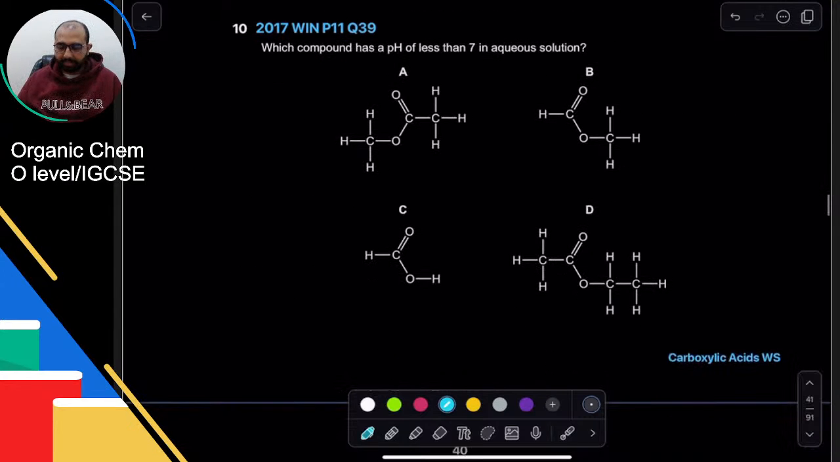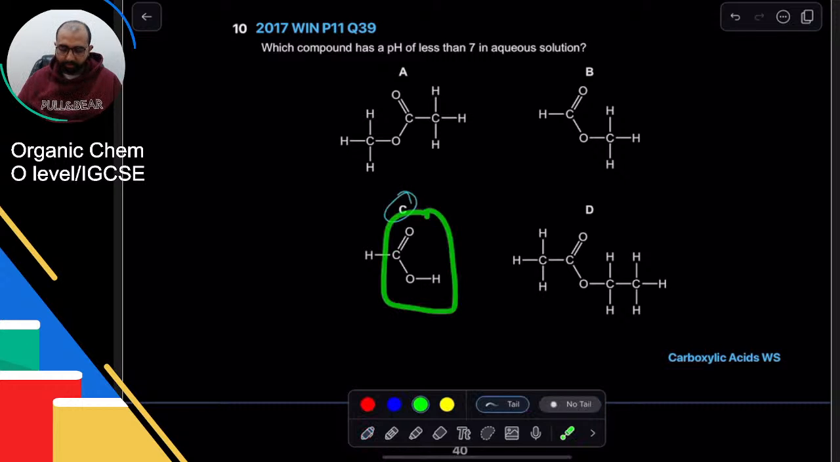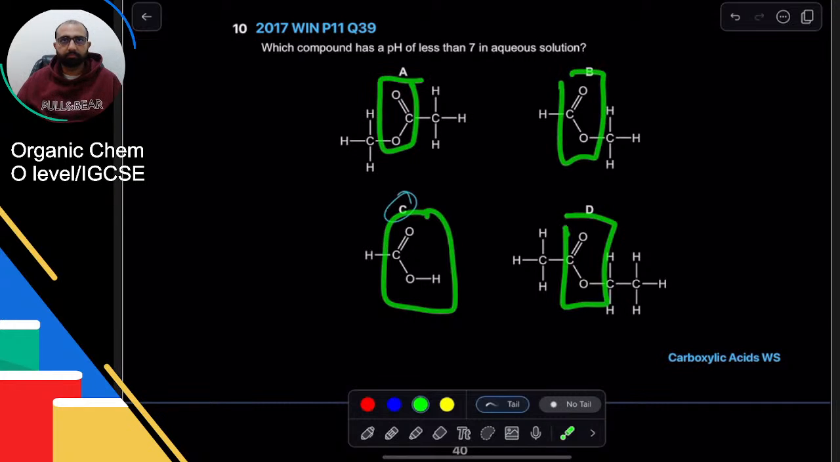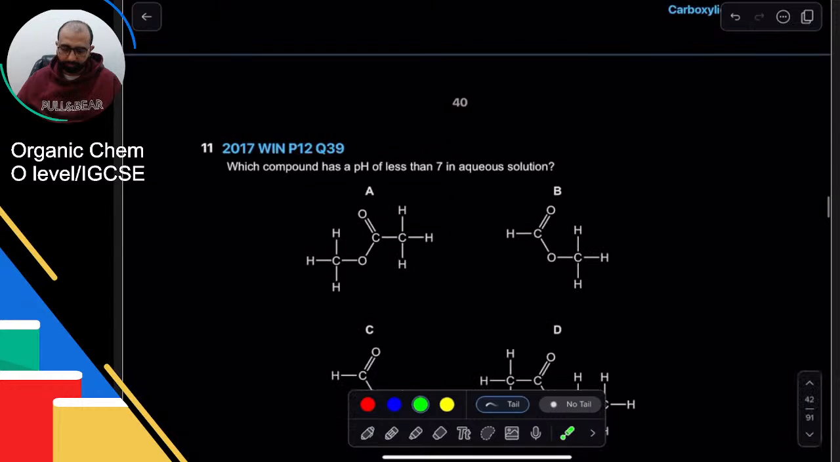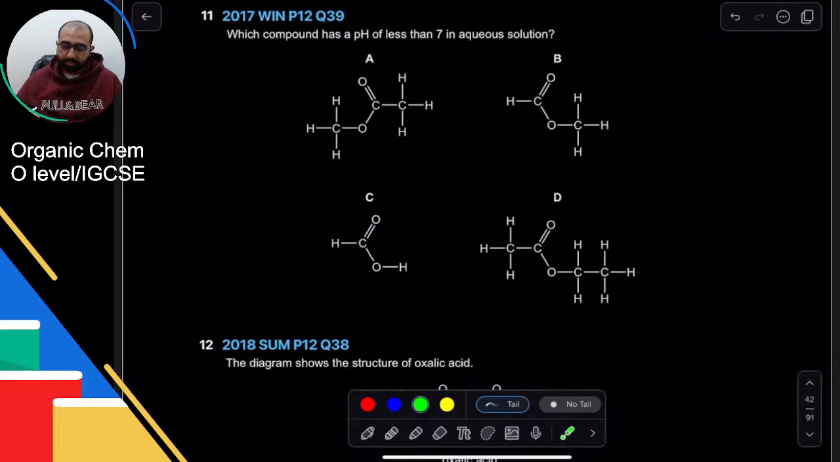Which compound has a pH less than 7 in aqueous solution? So less than 7 means acid. Identify COOH. Which one has that? C. You can see it has COOH. Ester, ester, ester. Okay. Which compound has a pH of less than 7 in aqueous solution? Again, same question we saw just now, C.